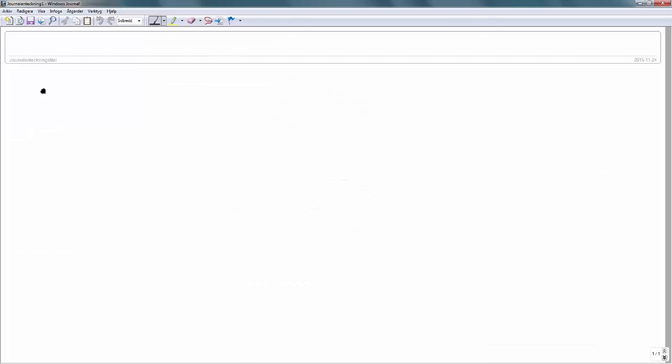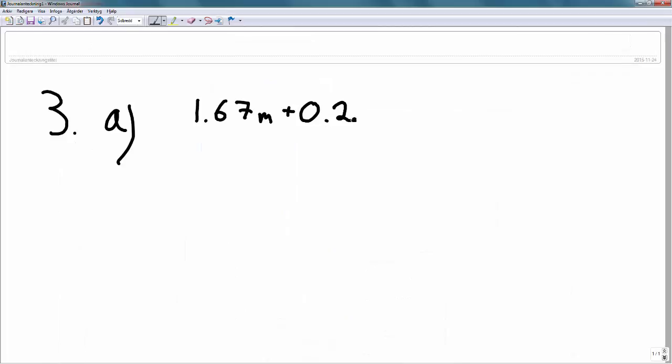So on question A, we get 1.67 meters plus 0.28 meters, which is the same as 28 centimeters. And then if we add it up, 1.95 meters, and then we would write something like: Mr. Armstrong is 1.95 meters tall.